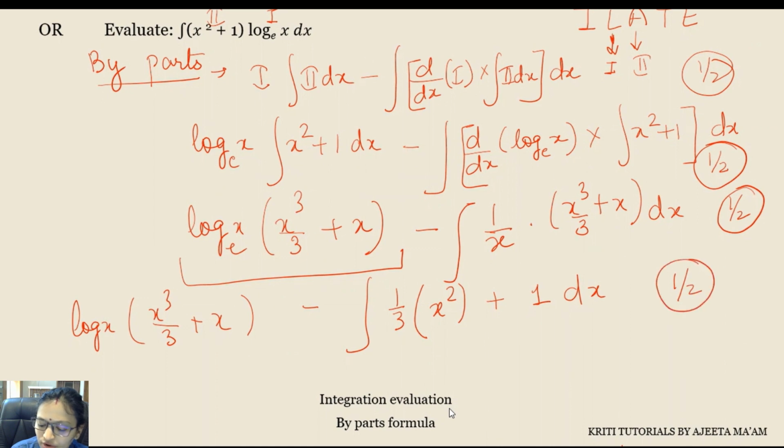So again half mark you will get for this, right? So what will you get now? Final answer, that will be the final step for you. Log x into x cube upon 3 plus x minus, now the integration of x square is x cube upon 3 and there is one more 3 with you. So 3 into 3 becomes 9, and what is the integration of 1? x. But you have a minus outside as well, so what will come in place of plus? Minus plus minus.